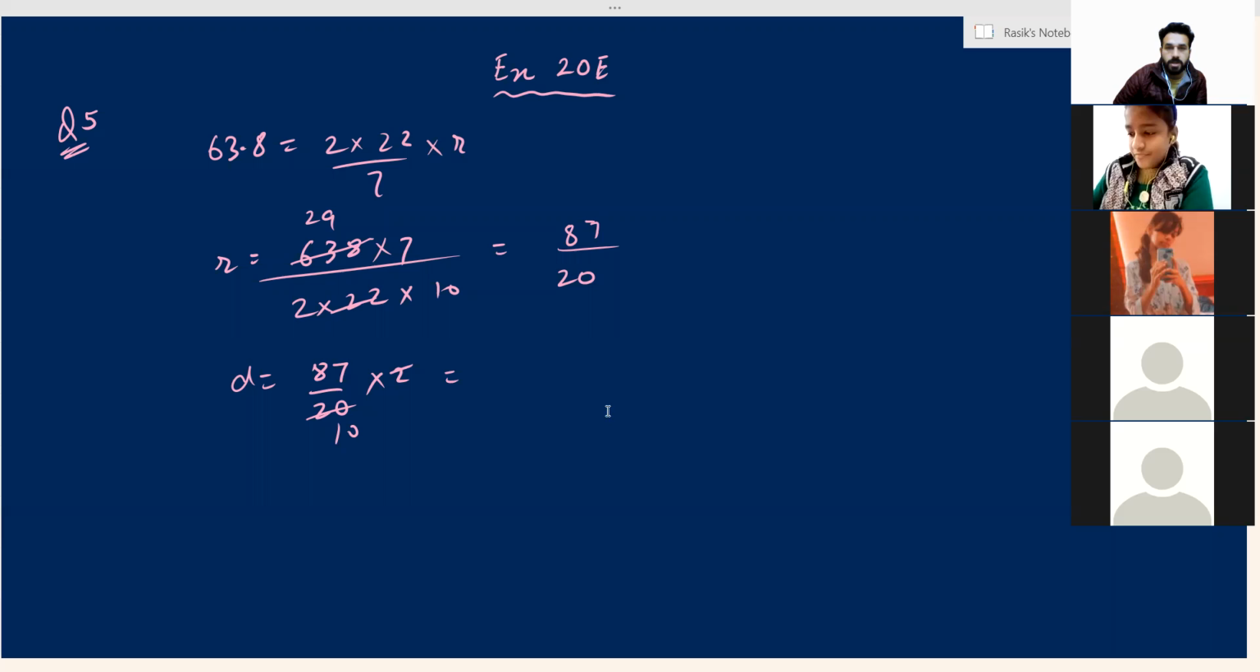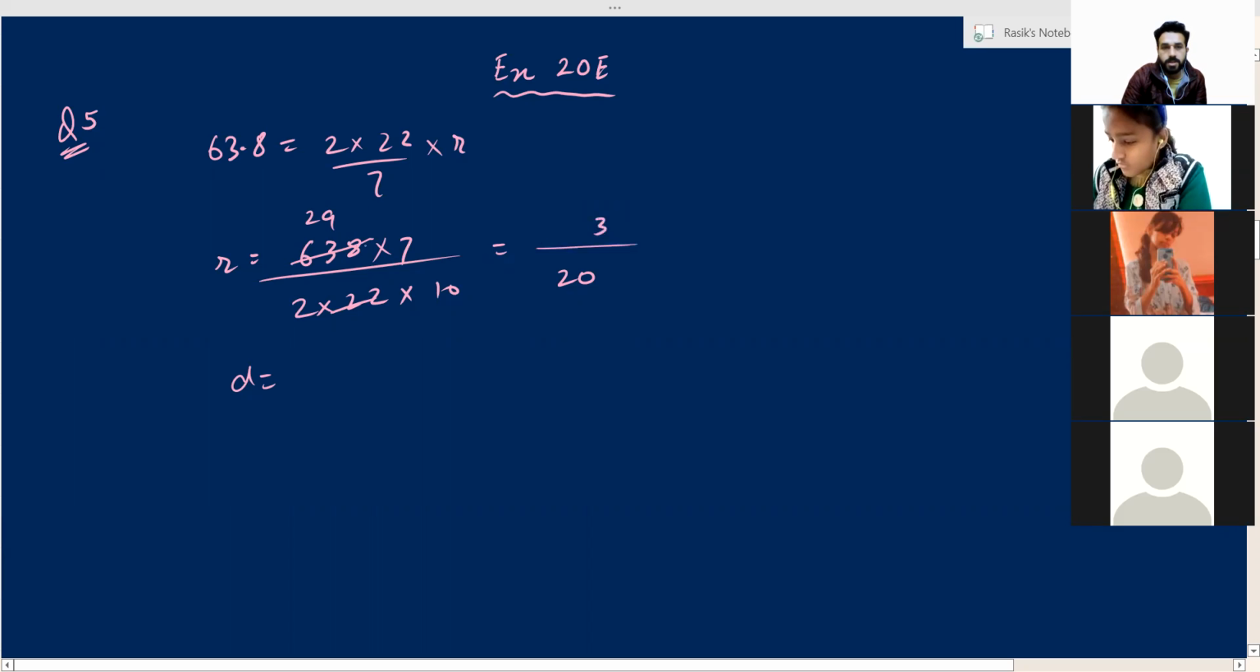Beta, 638 multiplied by 7 is not 87. Why am I writing 87 again and again? मैं 3 से मल्टीप्लाई कर रहा हूँ. I'm sorry. 29 into 7. 7 3s are 63. 6 14 plus 6 is 203. It is 203. Okay. Okay, sir.